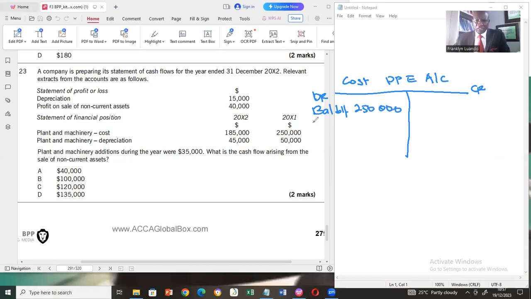We have, there's no revaluation surplus. But we know the additions, bank, $35,000. We know the closing there, 185.